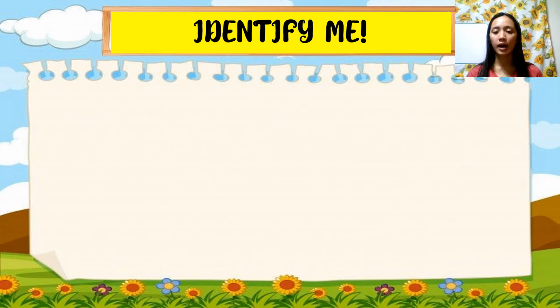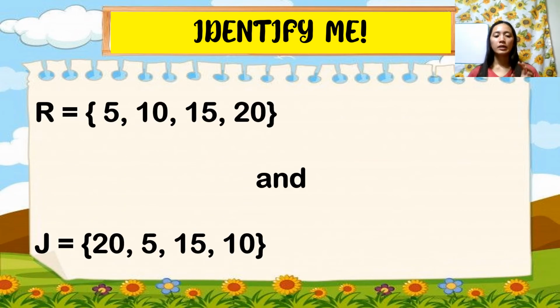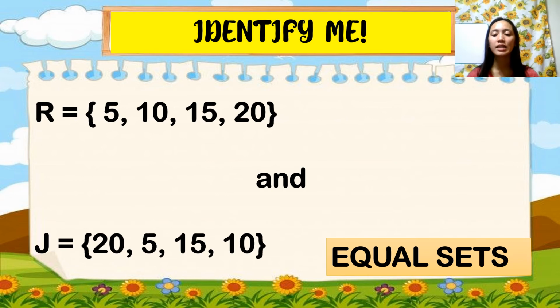So next, let's have set R contains 5, 10, 15, and 20. And set J contains 20, 5, 15, and 10. What kind of set is being illustrated from the two sets given? Okay, very good. So that is an equal set since set R and set J have the same elements. So pareho po yung content na meron kay set R at saka kay set J. Very good.